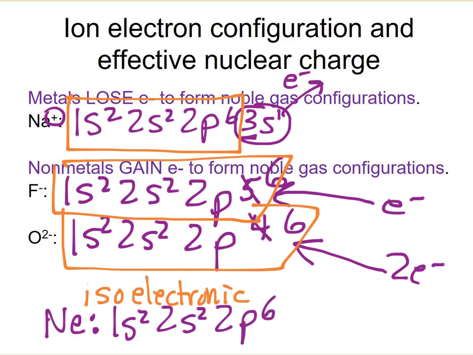Now, just because their electron configuration matches neon does not mean that they are neon. They are still sodium, fluorine, and oxygen. So we haven't touched their protons. Their protons are the same. So I just have sodium minus 1 electron, and I have fluorine that has gained 1 electron, and oxygen that has gained 2. But they're still sodium, fluorine, and oxygen.